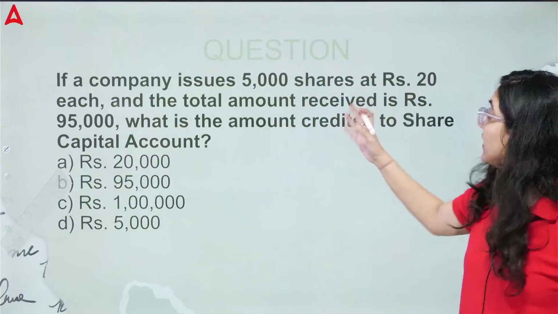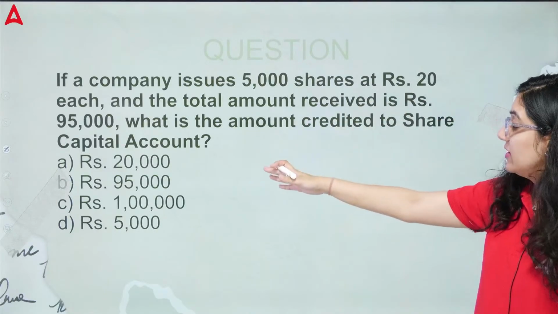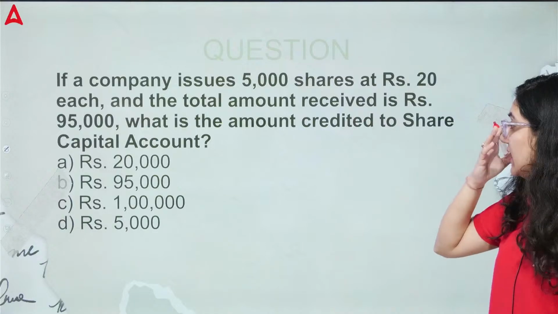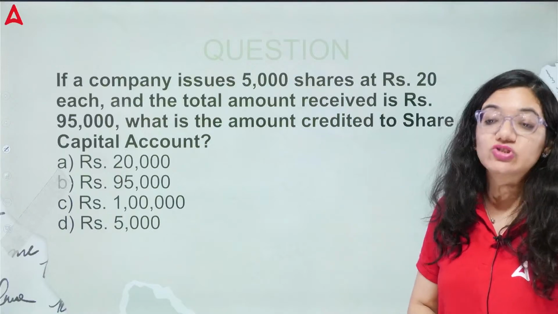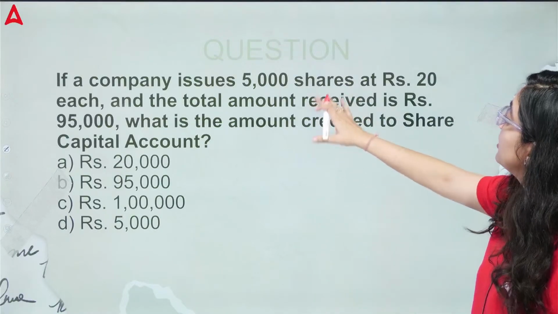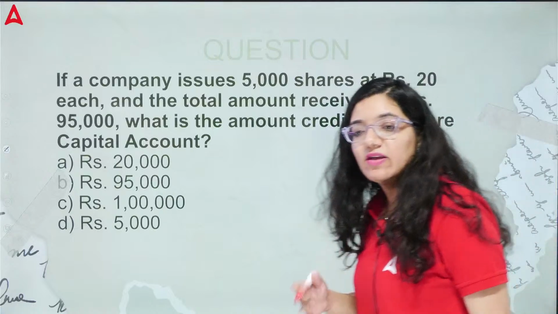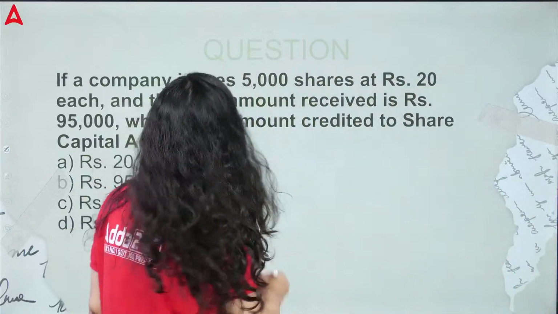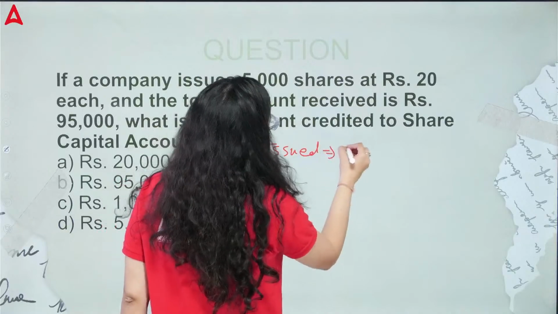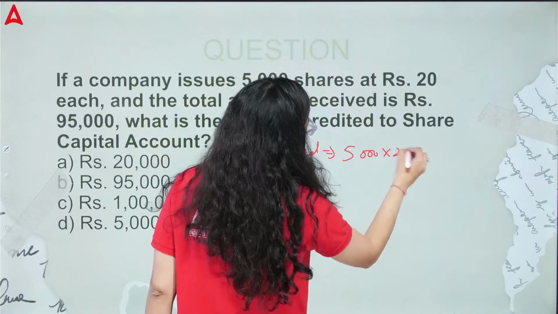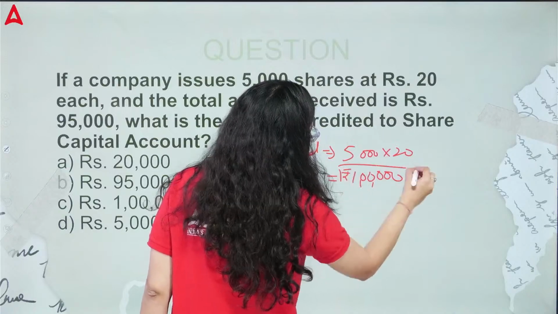If a company issues 5,000 shares of rupees 20 each and the total amount received is 95,000, what is the amount credited to share capital? Everyone, in this case, one thing is sorted. When we issue shares to the public, we are asking people to give money. Our issued capital was 5,000 multiplied by 20, that means I had issued 1 lakh rupees of capital.